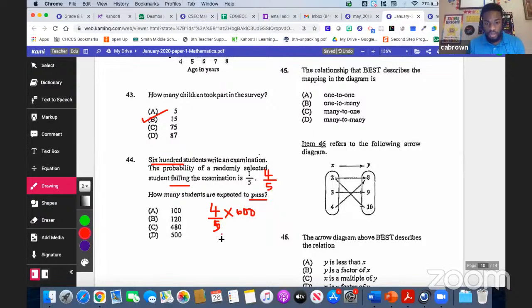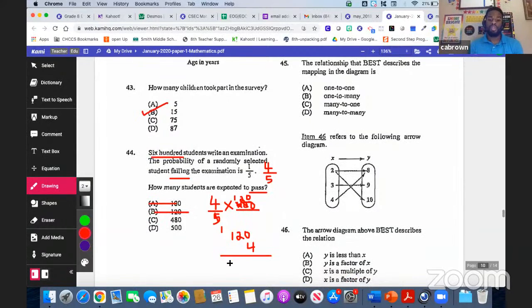5 into 5, 1. 1, remainder 1. This is 2, 0. So we're doing 120 times 4. So we know that this is out. This is out. Answer is 480. That's it. C is our answer. So 480 students are expected to pass.